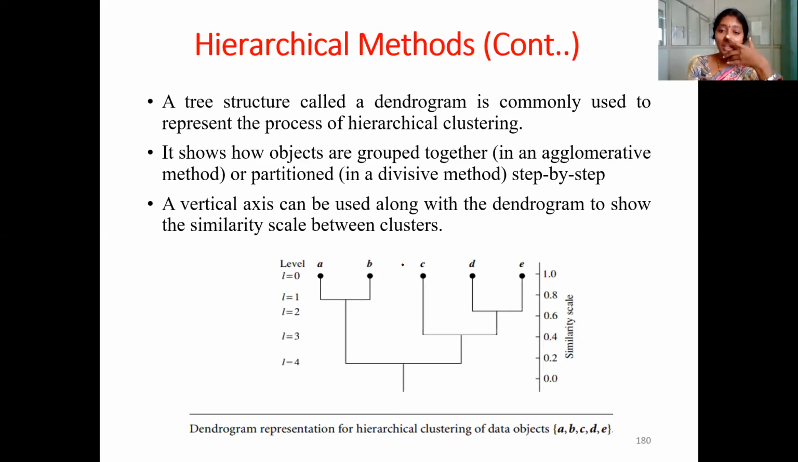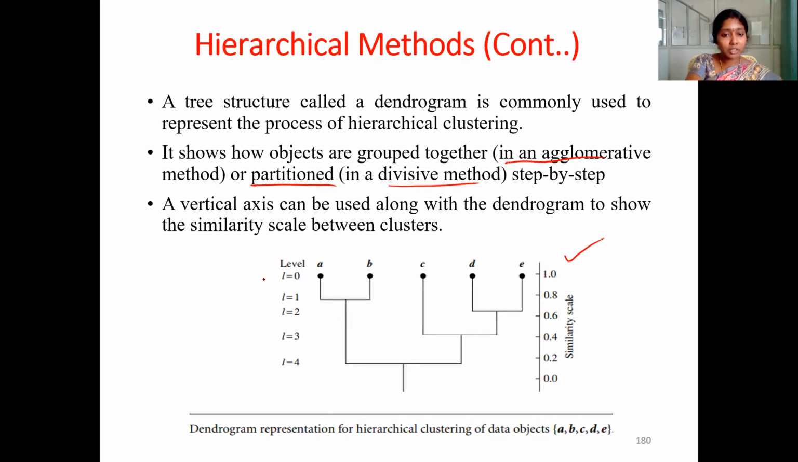So here is a dendrogram, which is used to represent the hierarchical clustering process. It is like a tree structure. This dendrogram shows how objects are grouped together in case of agglomerative clustering, and it also shows how objects are partitioned in case of divisive clustering. It also has a similarity scale to represent the closeness among the clusters.